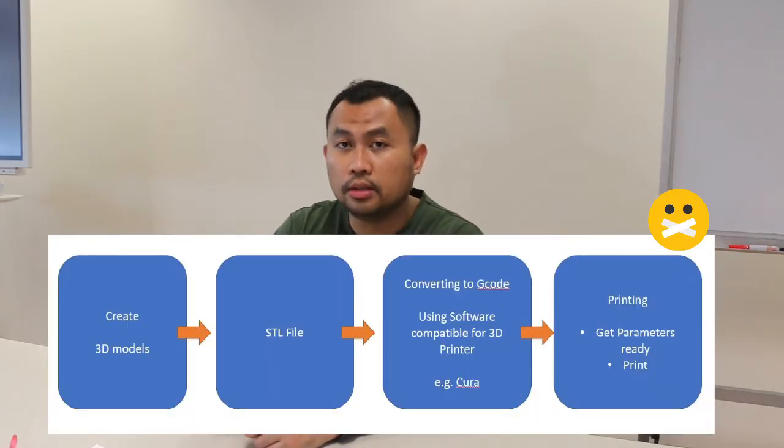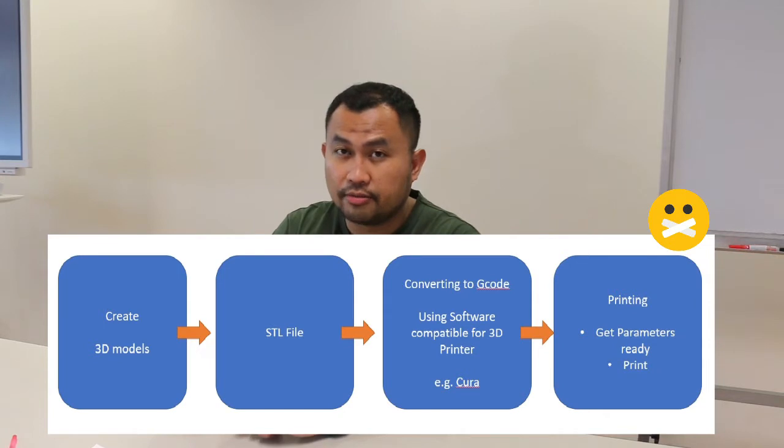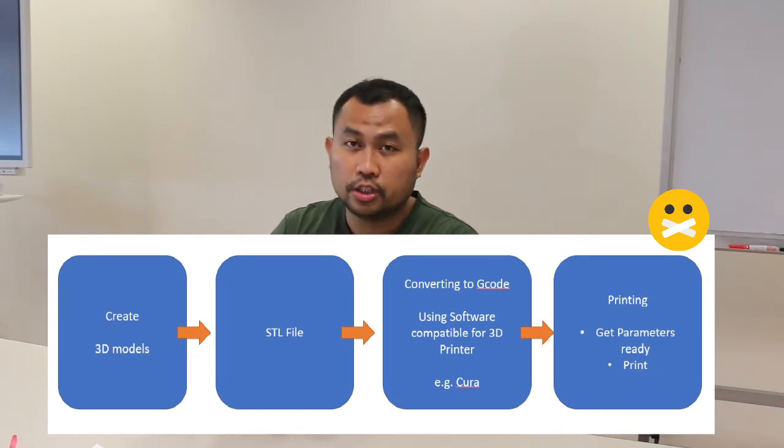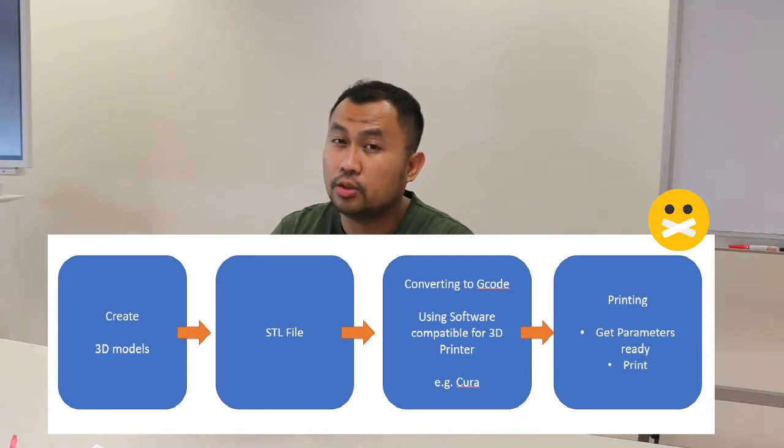Alright guys, welcome back. So in this episode of 3D printing, in order for you to 3D print your article, you need to follow a few steps in the 3D printing workflow. First of which is to get a 3D model. Get the 3D model saved as an STL file, get the STL file converted into G-code, and finally use that G-code to print on your 3D printer.